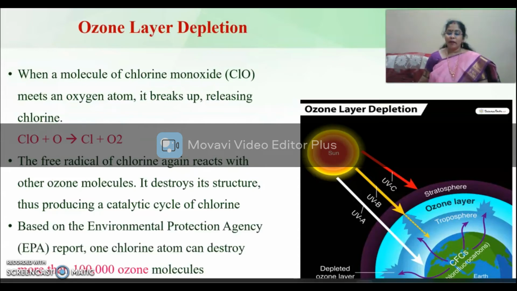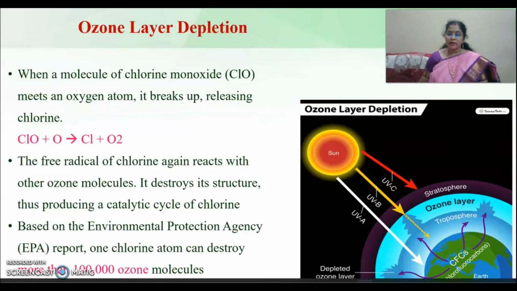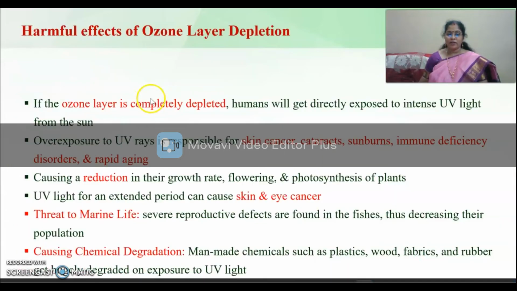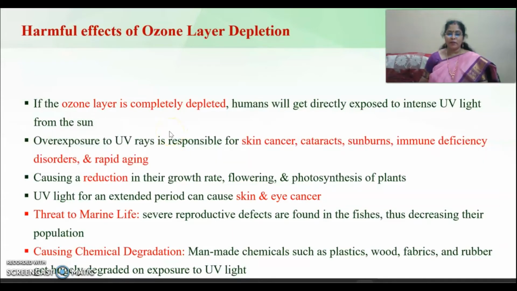Based on the Environmental Protection Agency report, one chlorine atom can destroy more than 1 million ozone molecules. So imagine how much ozone is being destroyed by chlorofluorocarbons, or CFCs, which we are using in our refrigerators and air conditioners. What are the harmful effects of ozone layer depletion?